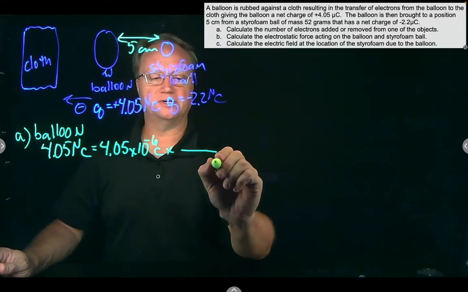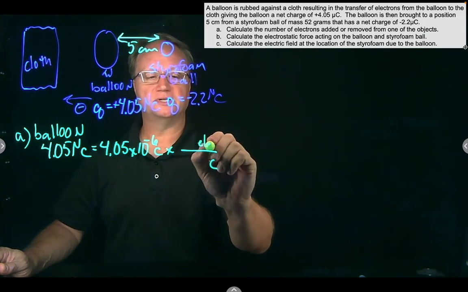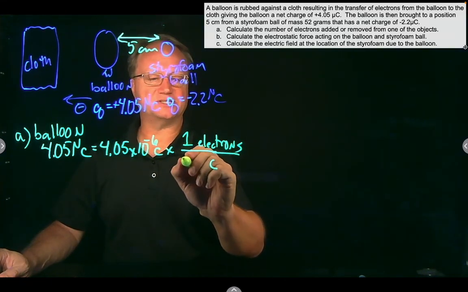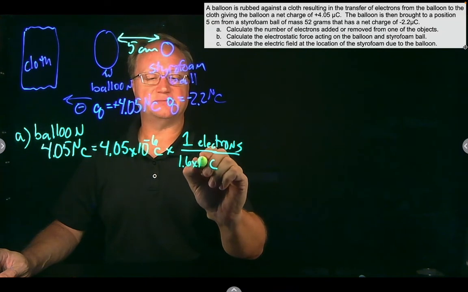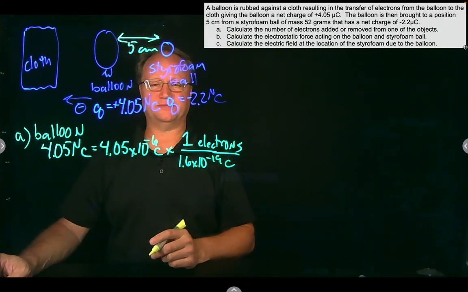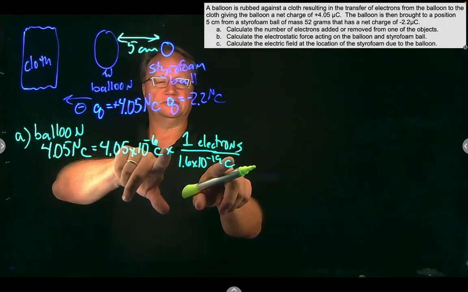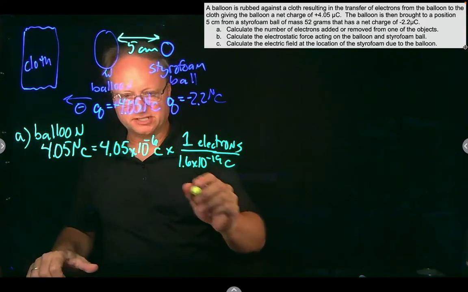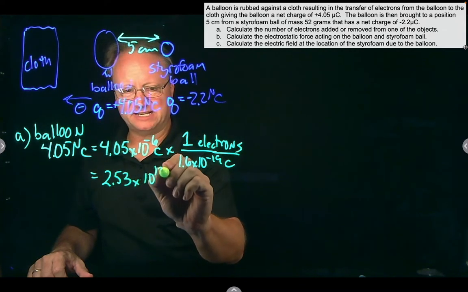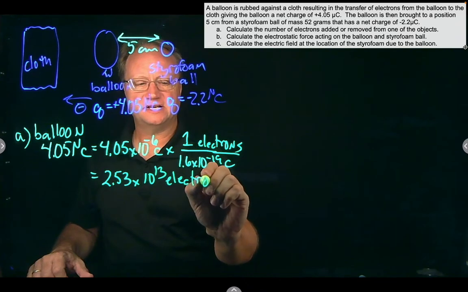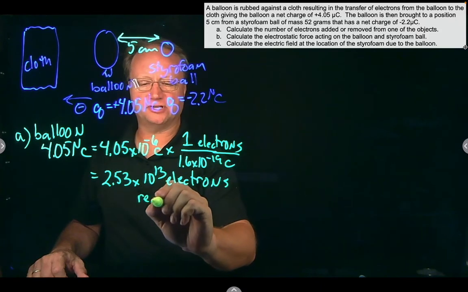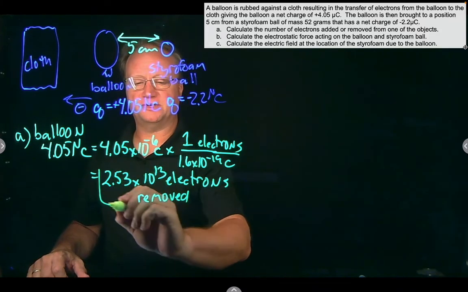Now we can convert from coulombs into electrons. One electron has a charge of 1.6 times 10 to the negative 19th coulombs. So if we divide, we will convert into electrons. So that gives us a number of electrons, 2.53 times 10 to the 13th electrons. Now, we know those electrons went from the balloon to the cloth, and so those electrons would have been removed from the balloon.